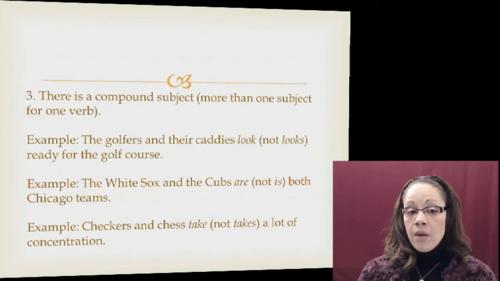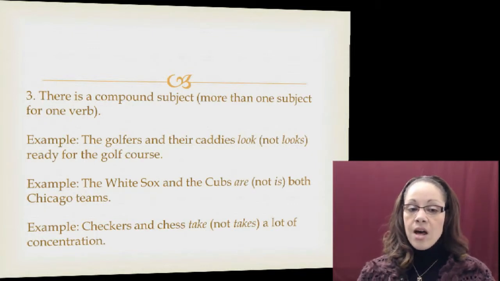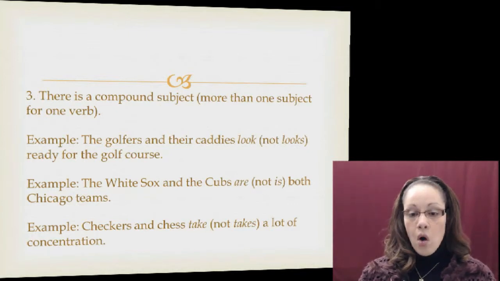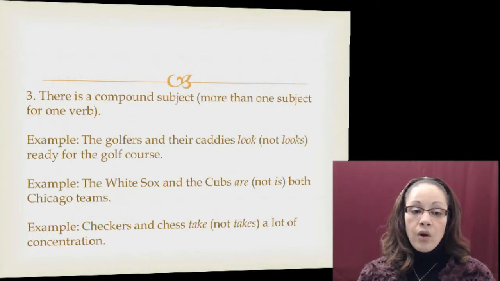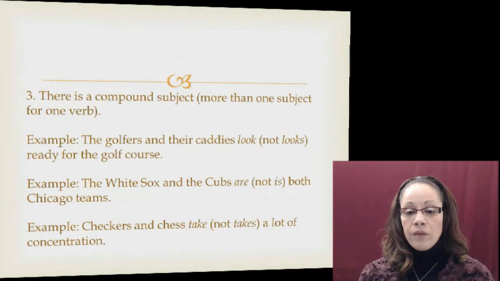We have two subjects, golfers, caddies, which makes the subject plural. So a plural subject goes with a plural verb. The White Sox and the Cubs, example number 2, are both Chicago teams. Are is our plural verb. Who or what are? White Sox, Cubs. Two subjects for one verb. So two subjects mean that we have a plural verb also.